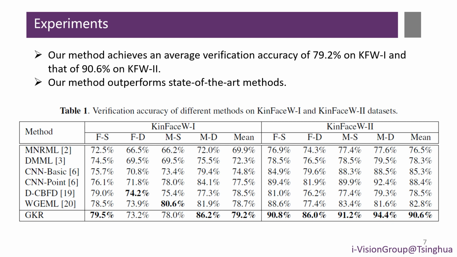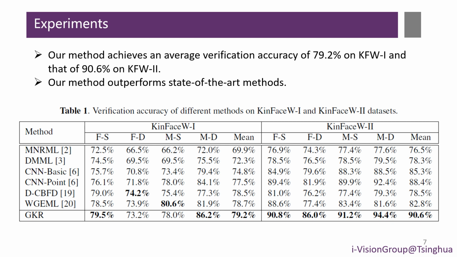We observe that our method achieves an average verification accuracy of 79.2% on KFW-I and that of 90.6% on KFW-II, which outperforms state-of-the-art methods. Compared with WGEML, our method improves the mean accuracy by 0.5% and 7.8% on KFW-I and KFW-II, respectively, which shows the superior relational reasoning ability of the proposed GKR.